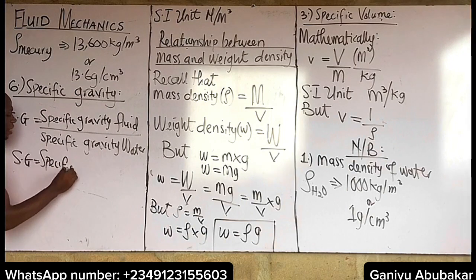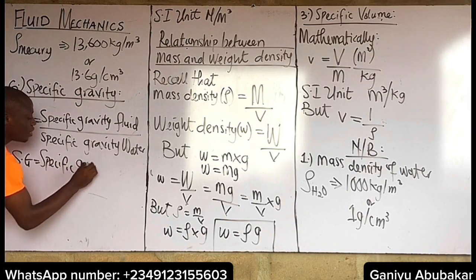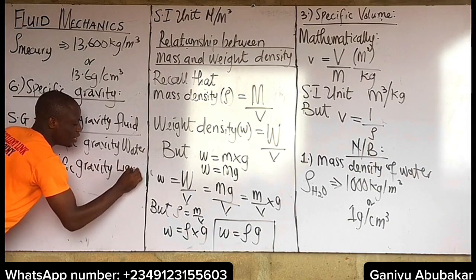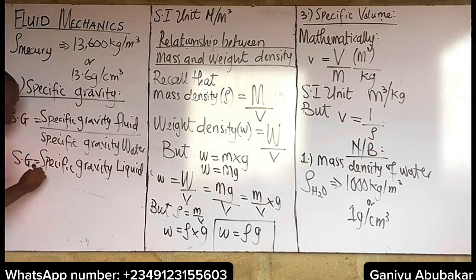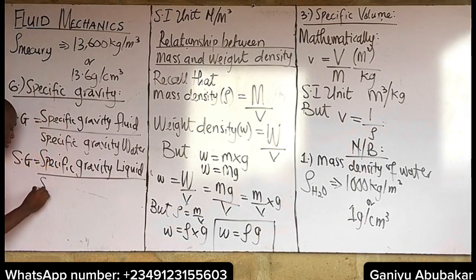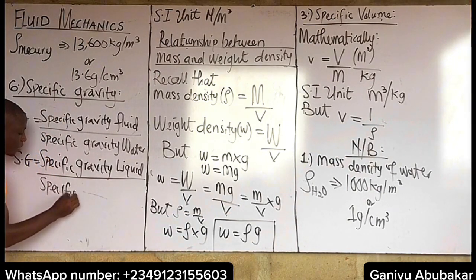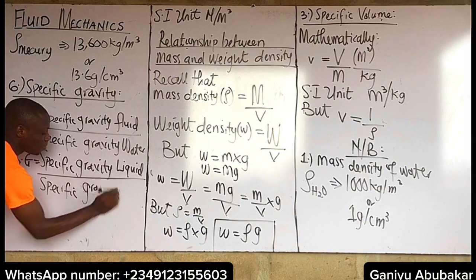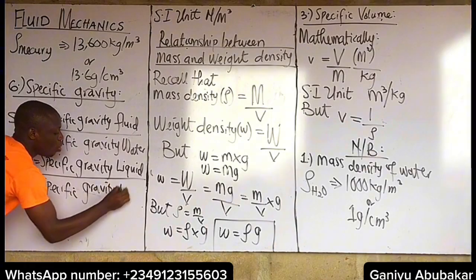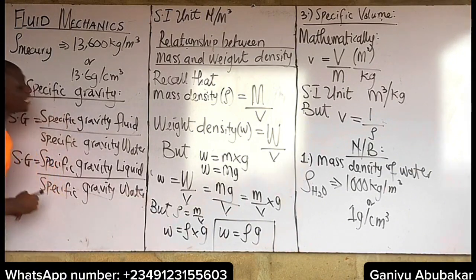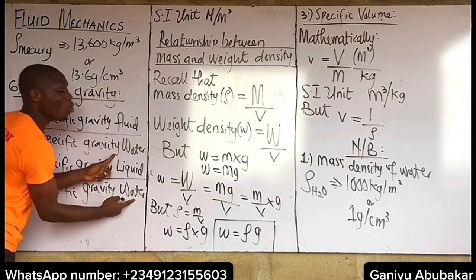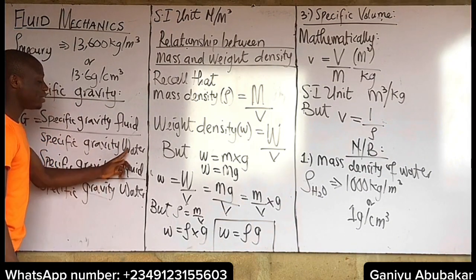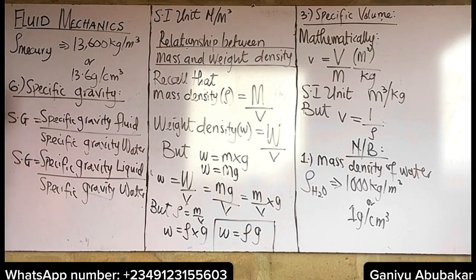Specific gravity is equal to the specific gravity of liquid to water, all over the specific gravity of water. So get this right. You compare liquid with water. Compare gas with what? Air, please. So that's the concept behind this.